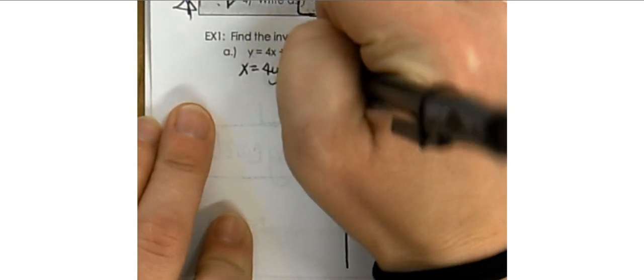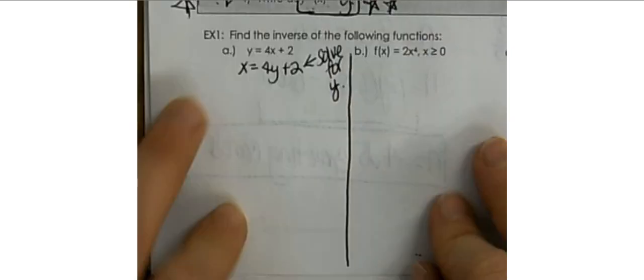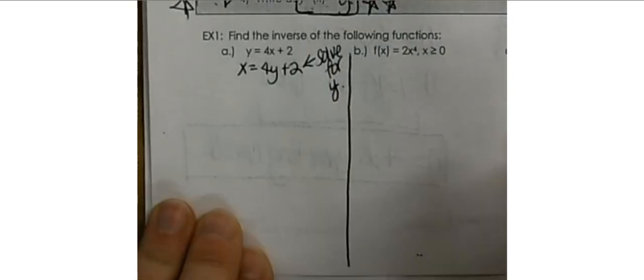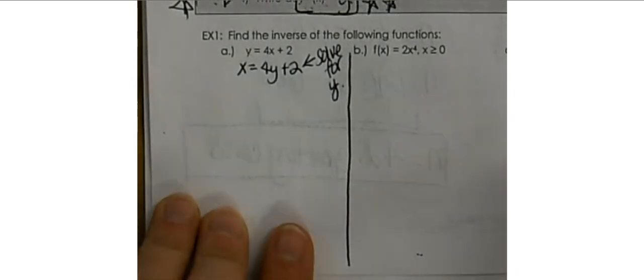And at this step, I'm going to solve for y, because whatever my new y value becomes, that's going to be my new inverse function. So from here, I'm going to get y alone by subtracting 2 on both sides. And when you do that, you end up with x minus 2 is equal to 4y. And then I'm going to divide both sides by 4. And when I do that, I end up with y is equal to x minus 2 over 4.